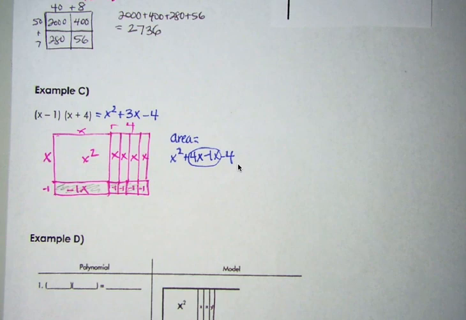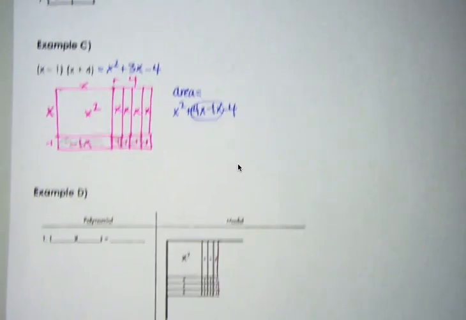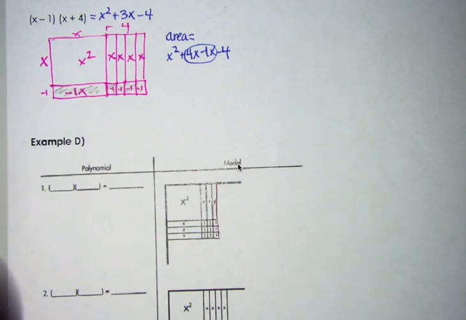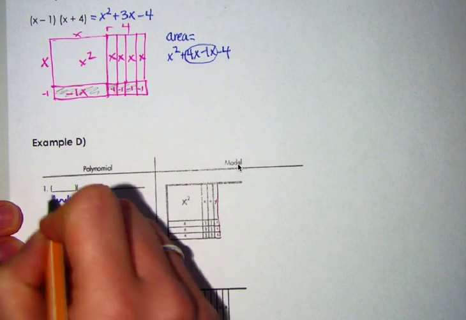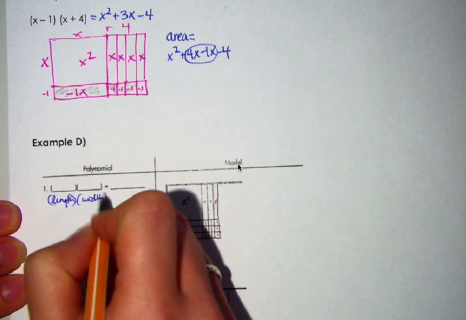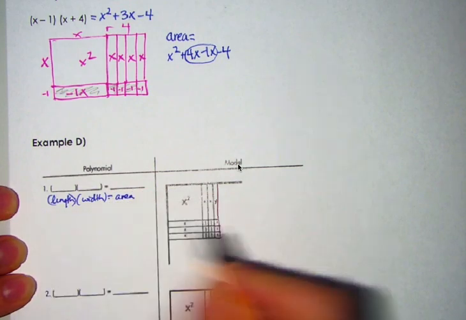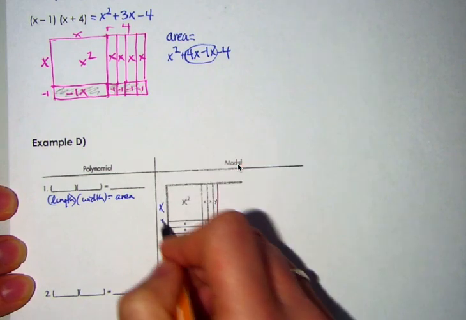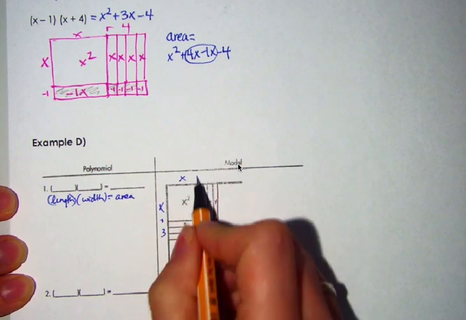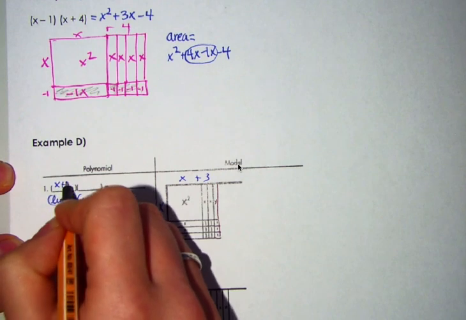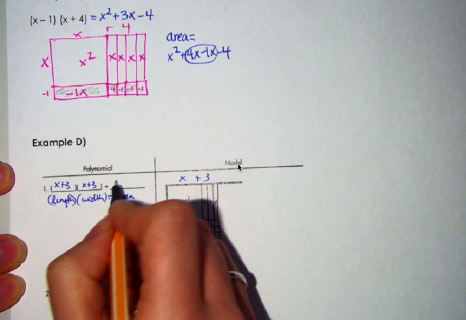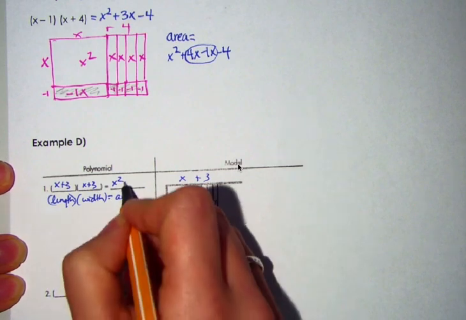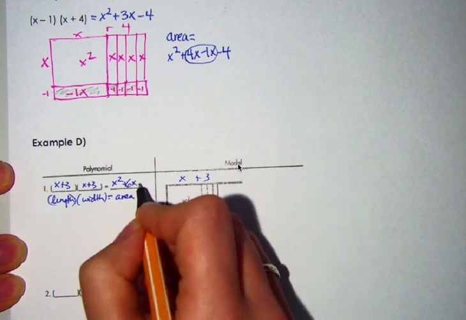All right, example D, we're going to find the length times the width for these already set up problems. You should pause here to make sure you got it correct. Length times width equals area. So I know that this length is x plus 3, and this one is also x plus 3. My area, I just need to combine my like terms. So I have an x squared, 6 x's, and then 9 one pieces.